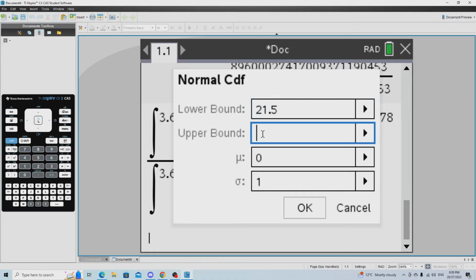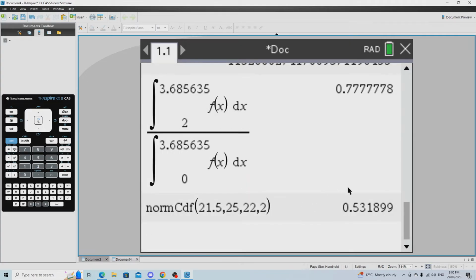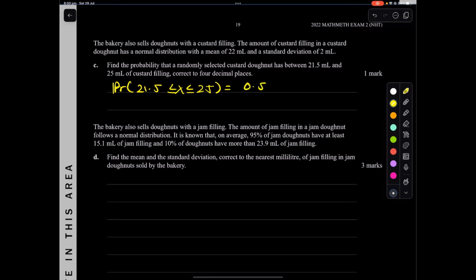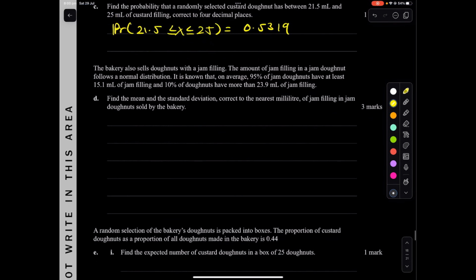21.5 is your lower bound, your upper bound is 25, your mean value is 22, and your standard deviation is 2. So your answer is 0.5319.